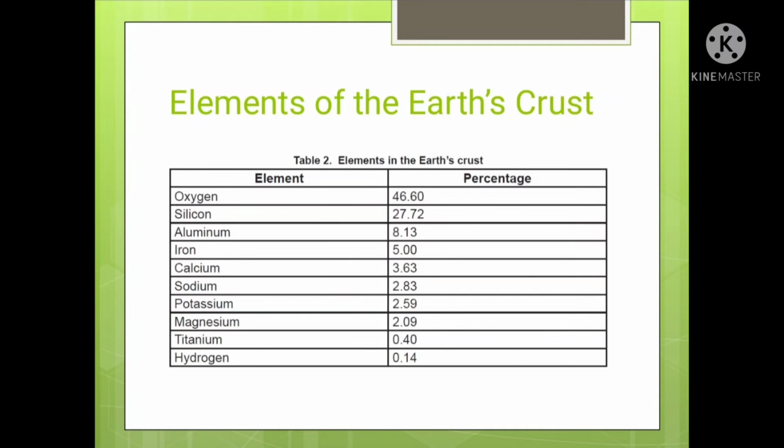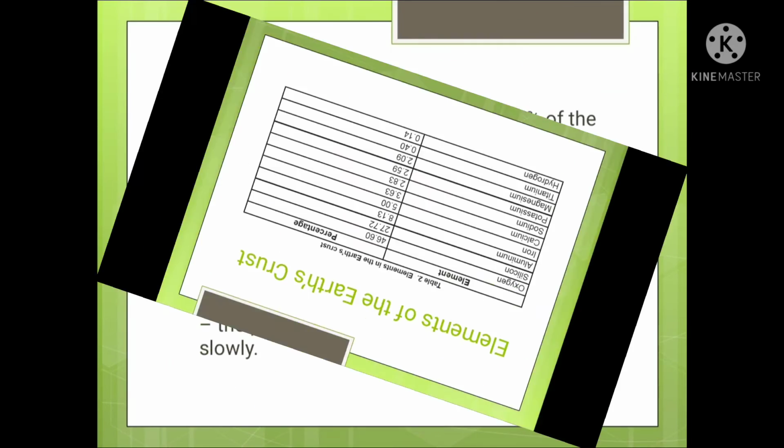So what are the different elements found in the Earth's crust? We have here a table that shows the different elements in the Earth's crust and their percentages. We have oxygen, silicon, aluminum, iron, calcium, sodium, potassium, magnesium, titanium, and hydrogen. The highest is oxygen, which is 46.60%, while the lowest is hydrogen, which is 0.14%.